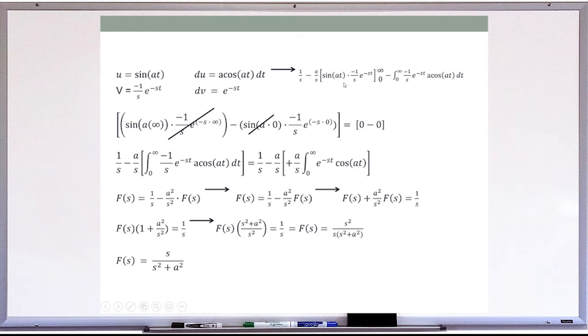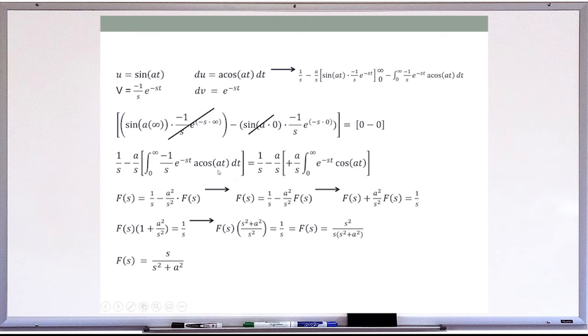From here, we can simplify uv, which is this, by solving from t equals 0 to t equals infinity. And from that, we get 0. So now we bring 1 over s down here, and we bring this part of the equation down here, and we don't need this part of the equation anymore because it's just equal to 0.